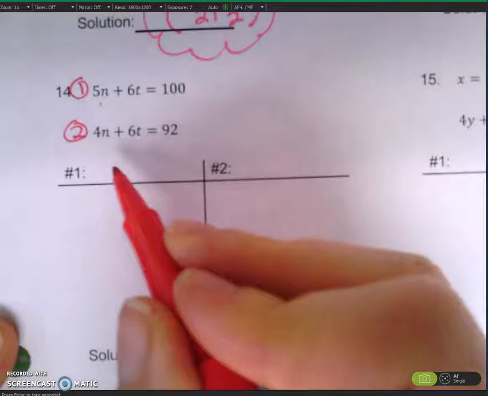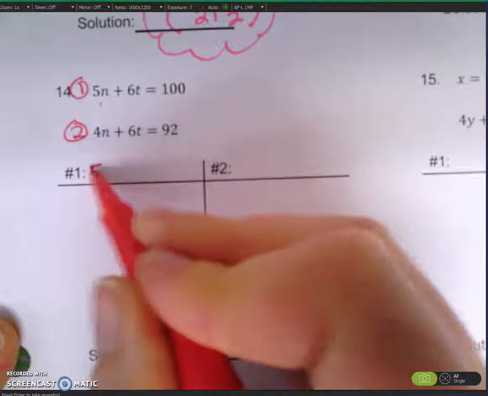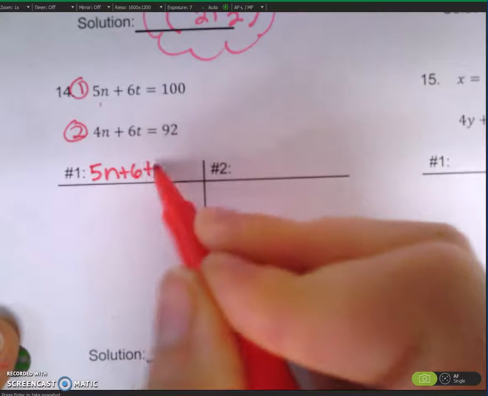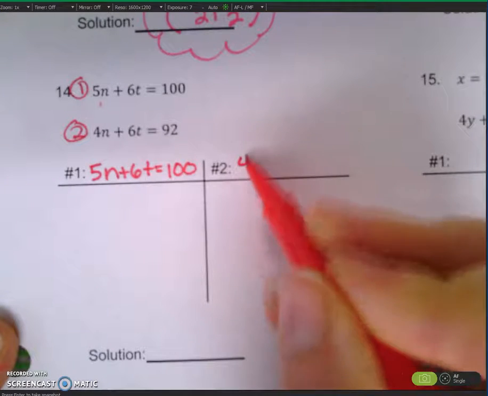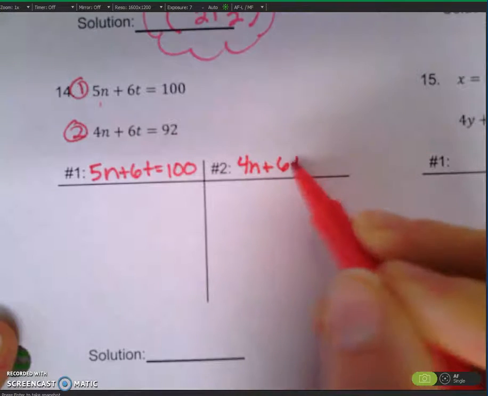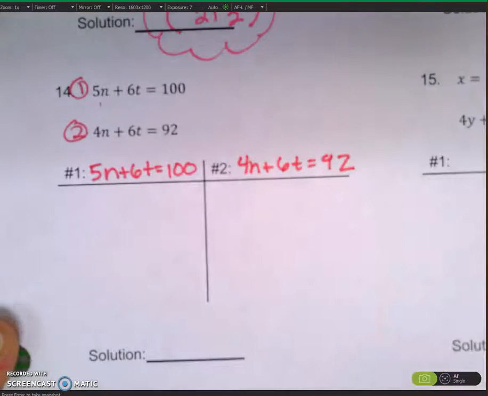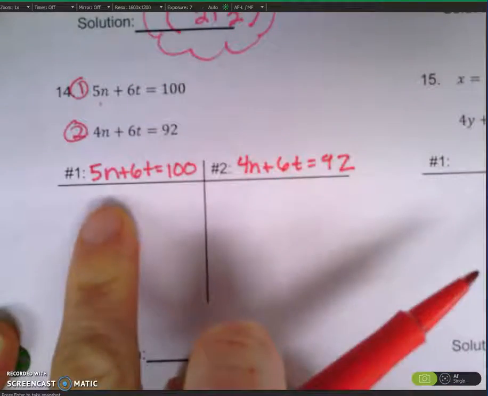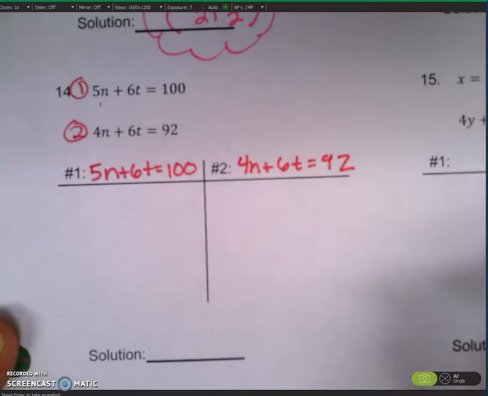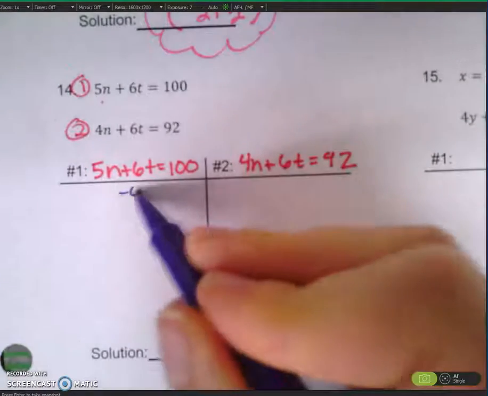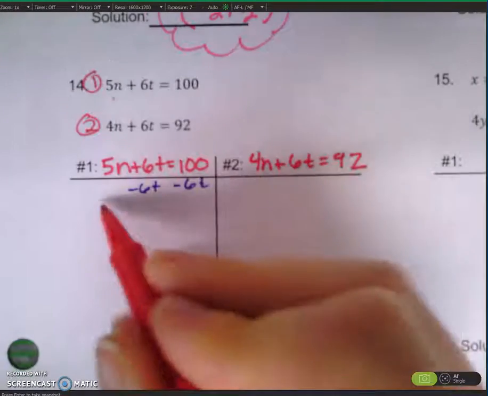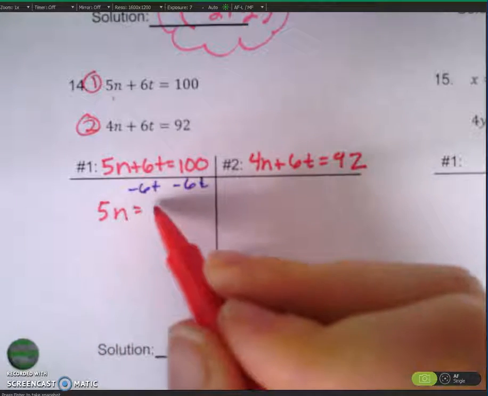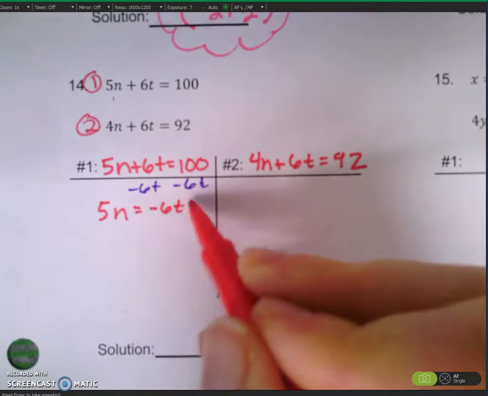So I'm going to write equation 1 on the left side, 5n plus 6t equals 100, and equation 2 on the right side, 4n plus 6t equals 92. Again, I'm going to isolate n in equation 1. Please follow along. First thing I'm going to do is subtract 6t from both sides. When I do that, I end up with 5n equals negative 6t plus 100.